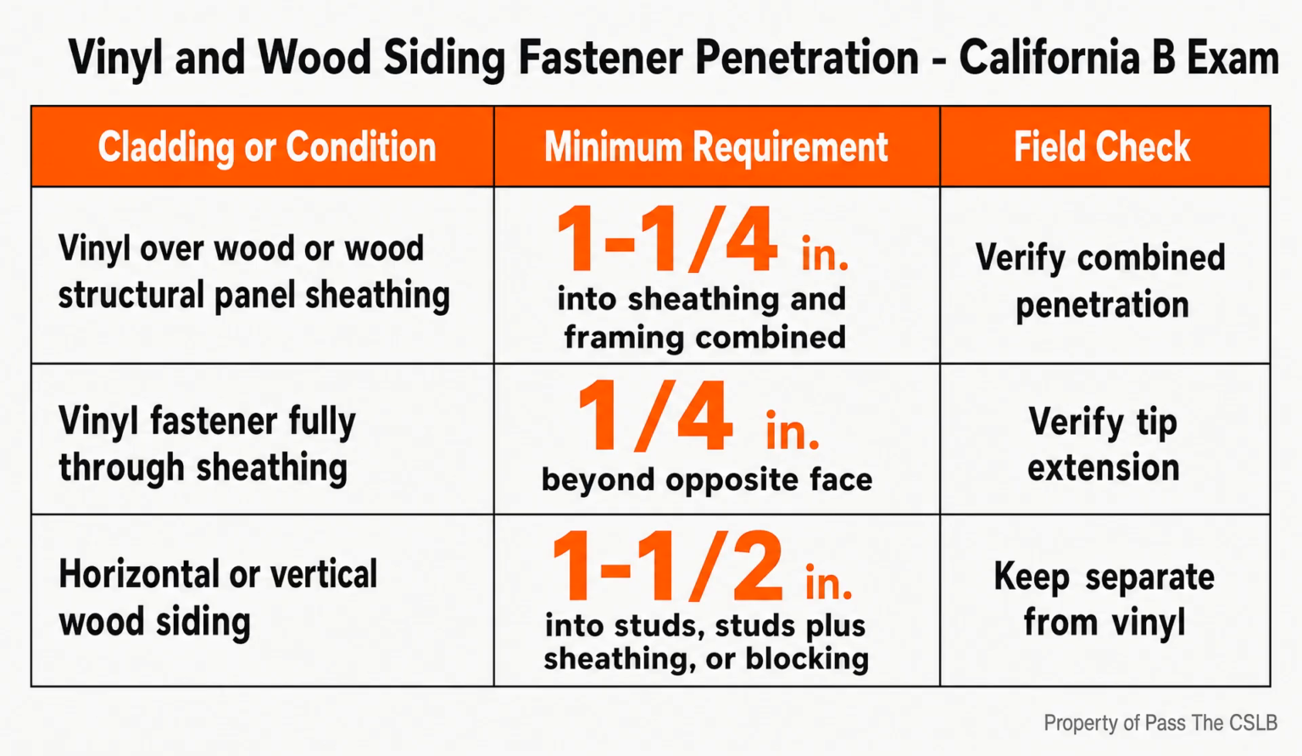Grade clearance is a code-based separation from earth or paving. Fastener penetration is anchorage into supporting wood. Expansion allowance is a product and assembly movement detail. The words all describe space, but the spaces serve different functions.